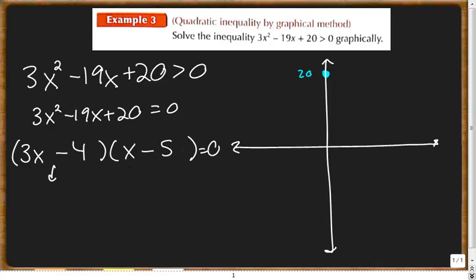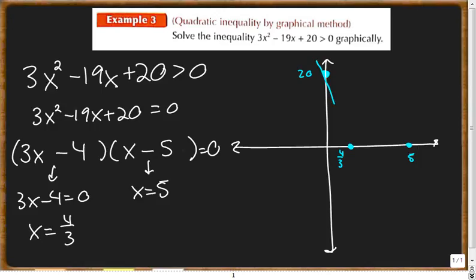So from here, I've got 3x minus 4 equals 0. X is going to be 4/3. And this is going to be x equals 5, because it comes from x minus 5 equals 0. So I know that one of my zeros is going to be 4/3, and then the other one is going to be 5.